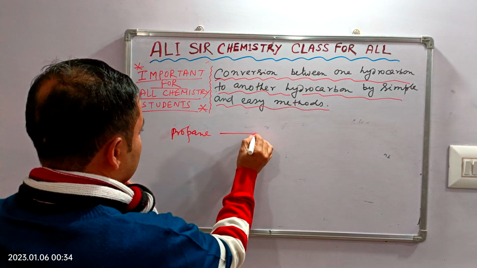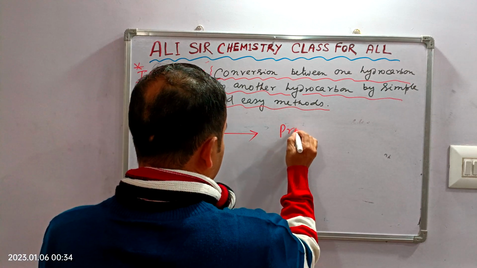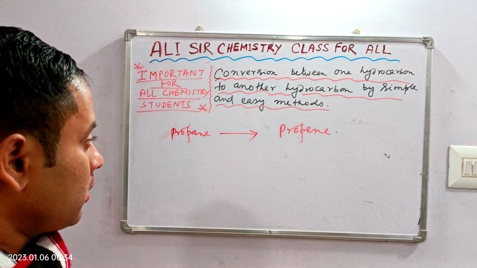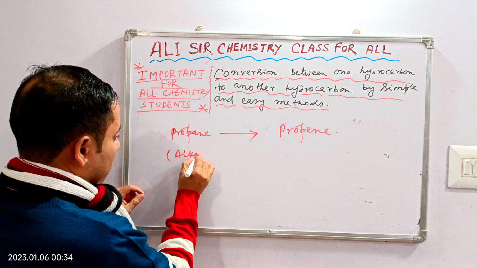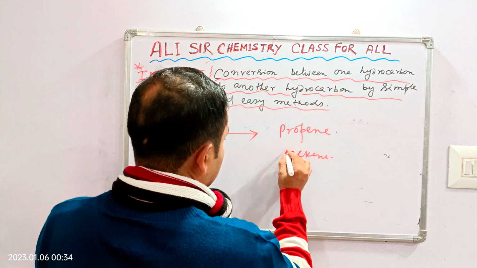Propane to propene. Same types of example. Propane to propene. This is alkane and this is alkene.